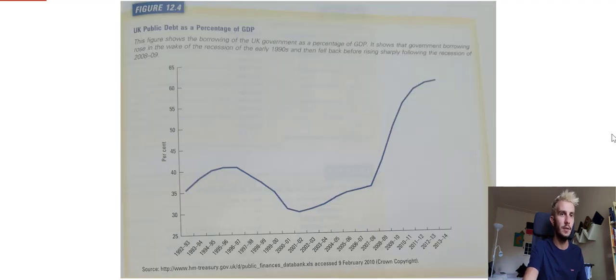And finally, UK public debt as a percentage of GDP, which we see since the 90s. It skyrocketed from 35, now almost double to 65, with the lowest at the beginning of the 2000s.